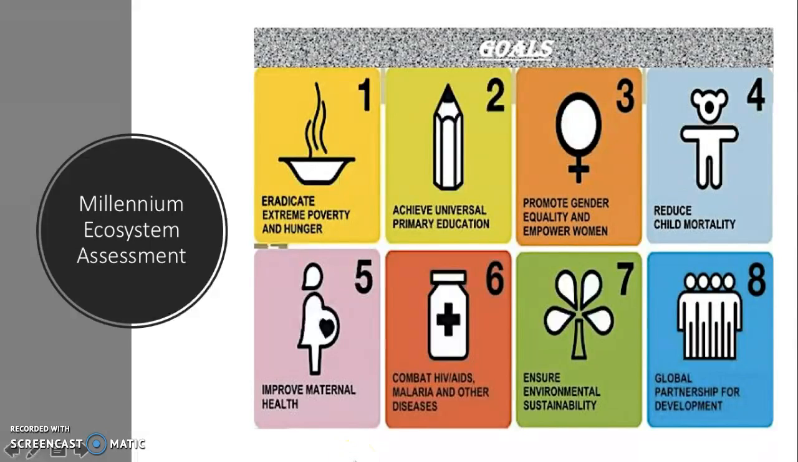You can see number 1 says to eradicate extreme poverty and hunger. Well, we know that that has not entirely been achieved. That still occurs in some areas of the world. And you can continue looking at them from there. So these goals are things that we're hoping to achieve, but we've yet to achieve.